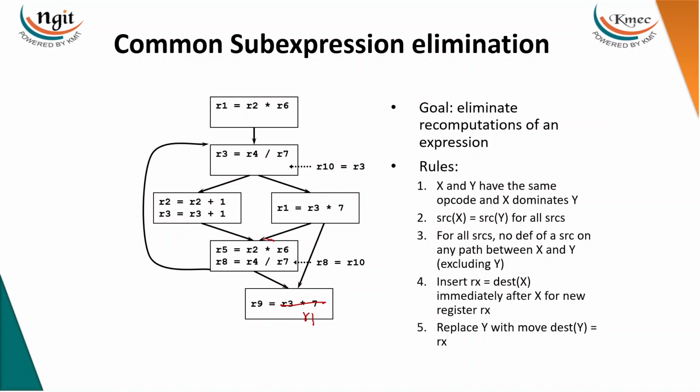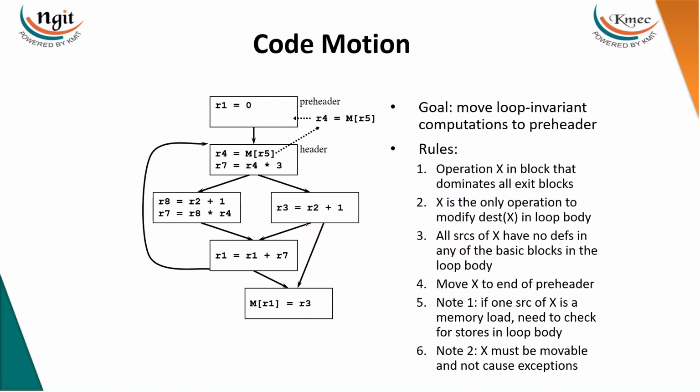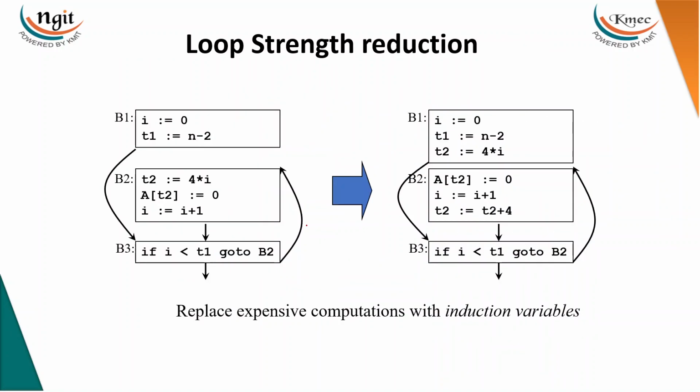But see, R2 R6 here we are having, and R2 R6 here we are having. But you cannot replace this R2 R6 with R1. Assume that R2 is 4, R6 is 5, it is 20 now. But later R3 is changed, assume that some value 5, making it 35. We are changing it to 35. That is not going to happen. So like that you have to consider more than one basic block also in this case.